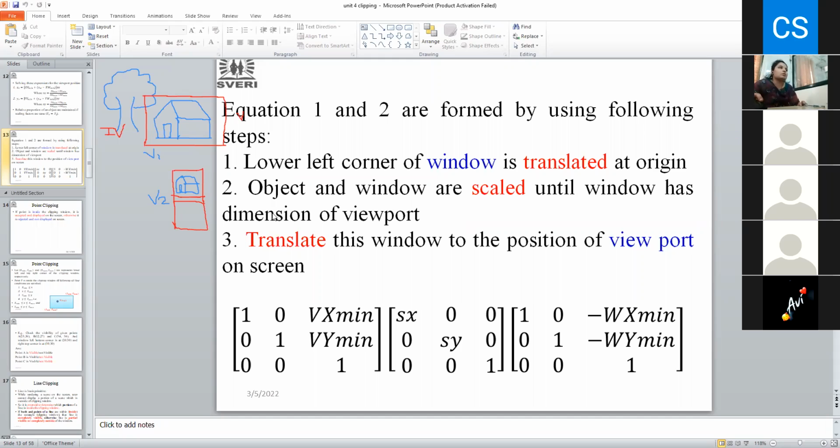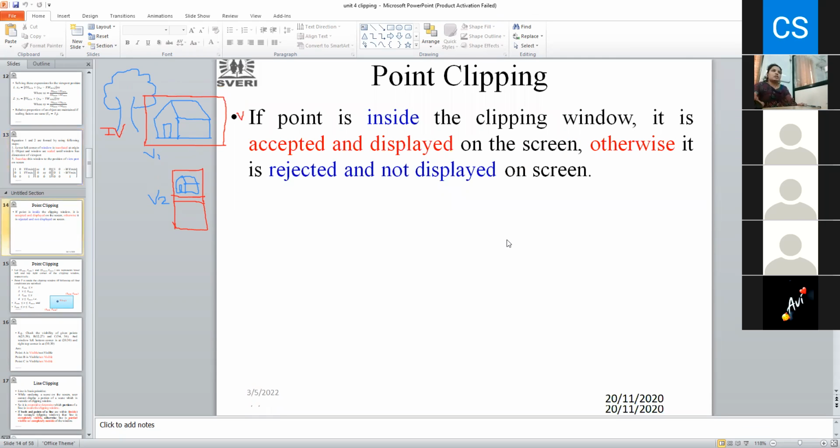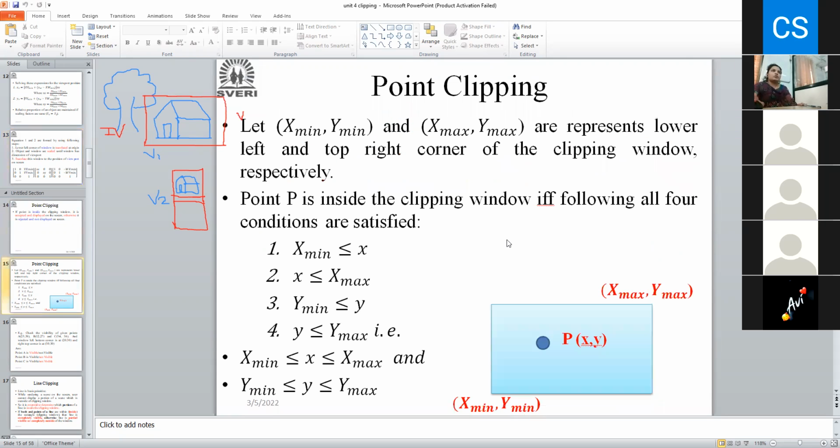Okay. So we have seen the difference between what is windowing, what is window, what is viewport, what is clipping window, what is viewing transformation, windowing transformation, and how the ratio is maintained between window and viewport. So these many things we have learned from chapter number 4. And in the next lecture, we will be observing the clipping method. So point clipping and line clipping that we will learn in the next lecture. Okay. So for today, we will stop here.